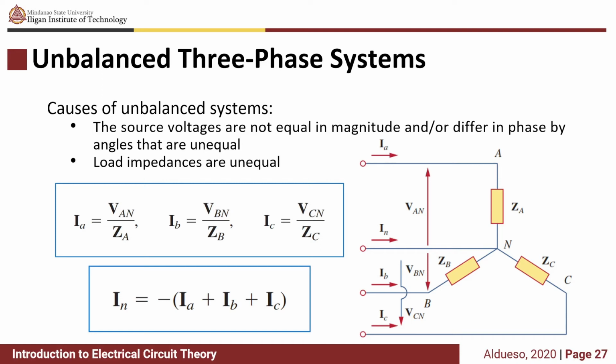The next topic is about unbalanced three-phase systems. There are two causes of unbalanced systems. Either the voltage sources are not equal in magnitude and/or differ in phase by angles that are unequal, or the load impedances are unequal. Usually this is the case: load impedances are unequal.